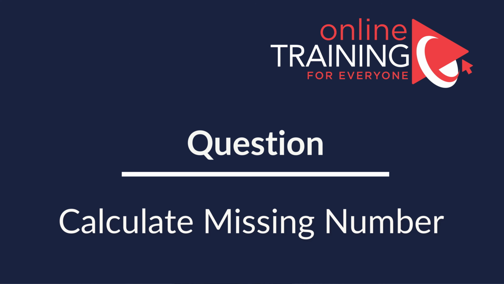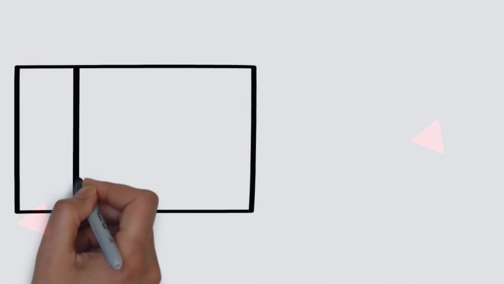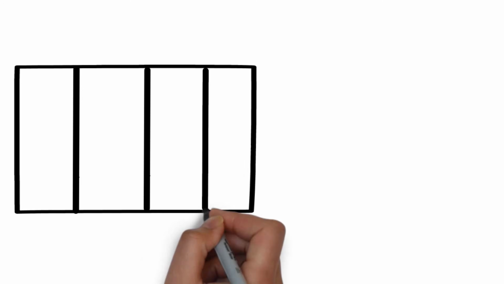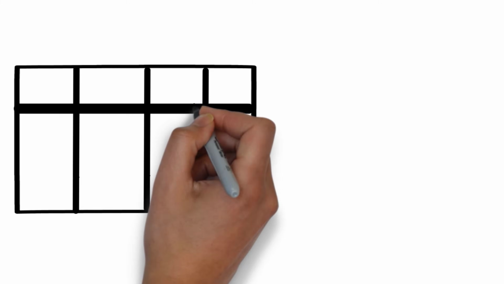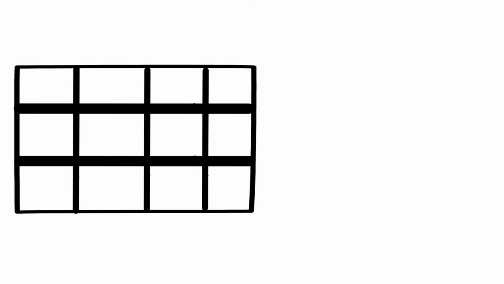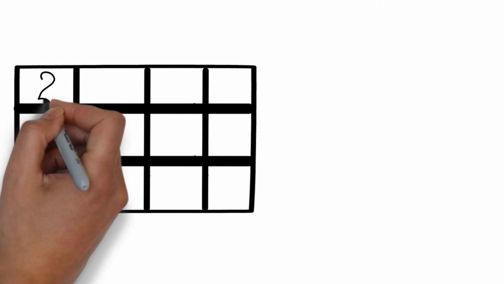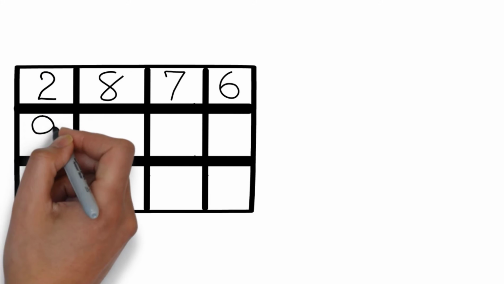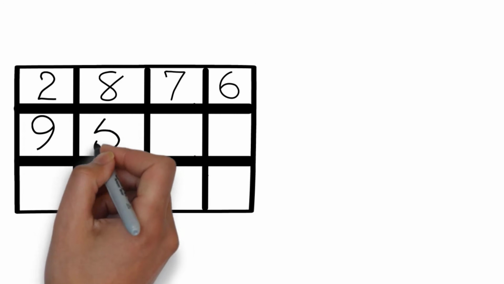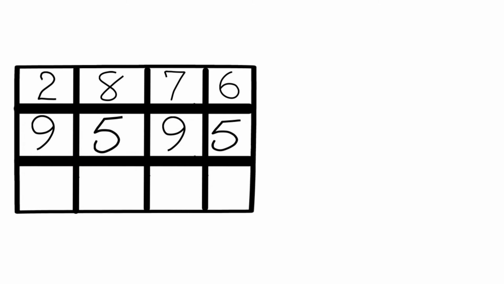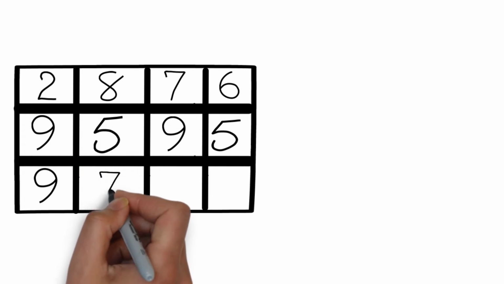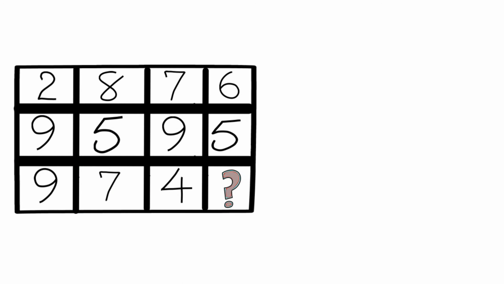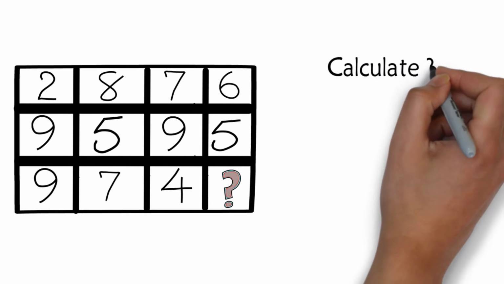Here's one of my favorite questions because it is very frequently used on the test. You're presented with a 4x3 matrix. Each cell in the matrix has numbers. For example, the first row in the matrix has numbers 2, 8, 7, and 6. The second row has numbers 9, 5, 9, 5. And the 3rd row has numbers 9, 7, 4, and one number in the bottom right corner is missing. And this is exactly what you need to calculate.